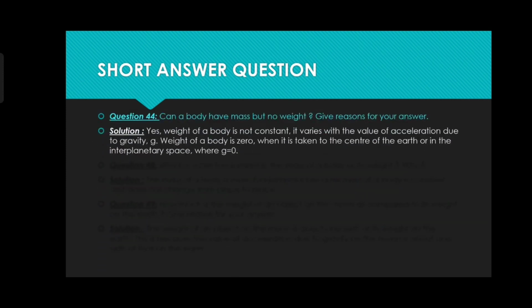Question number 44. Can a body have mass but no weight? Give reasons for your answer. Yes, weight of a body is not constant. It varies with the value of acceleration due to gravity, g. Weight of a body is 0 when it is taken to the center of the earth or in the interplanetary space, where gravitational force is equal to 0.